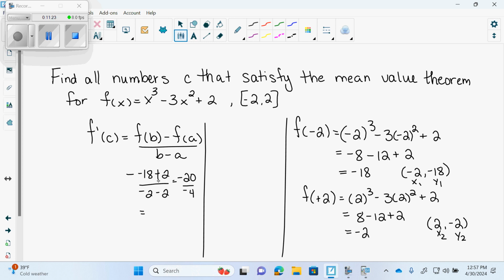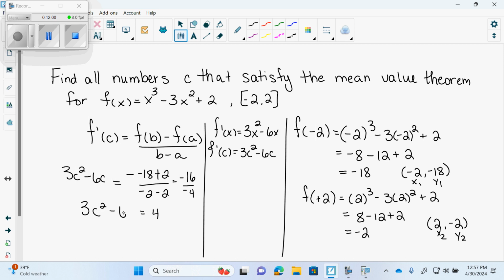negative 18 minus 2. Dag nabbit, negative 6. Negative 18 minus a minus 2, which is negative 16. And then negative 2 minus 2 is negative 4. So we get 4. Then f prime of c. So f prime of x is 3x squared minus 6x. So f prime of c equals 3c squared minus 6c.